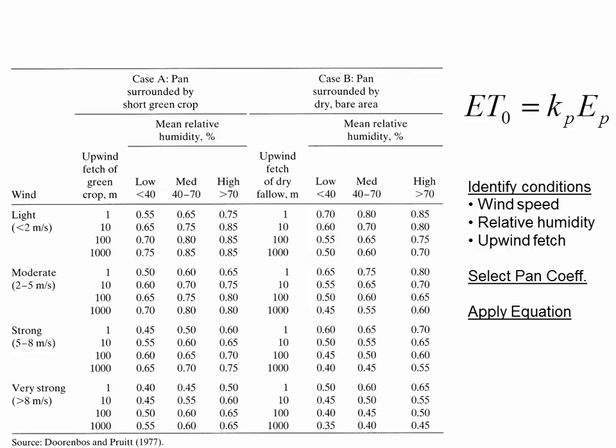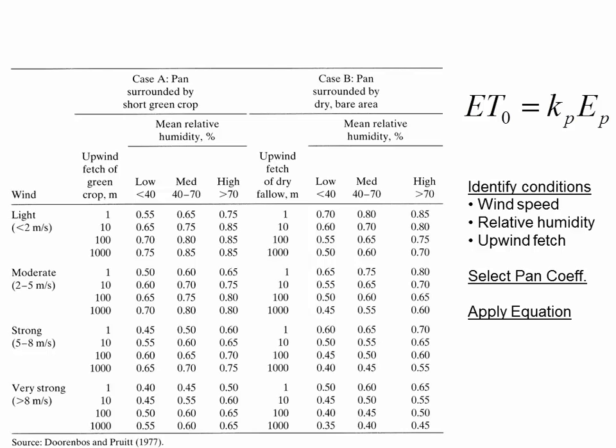And so that means our pan coefficient is going to be 0.60. So K sub P is 0.60. What that means is that the actual evaporation from the soil and from the ground, the E sub T, is Kp times Ep. That means that only 60% of the evaporation that we see from the pan is going to be occurring in the field itself.